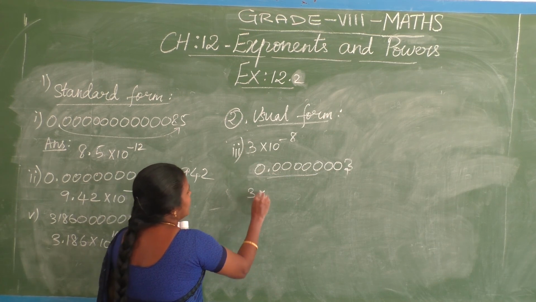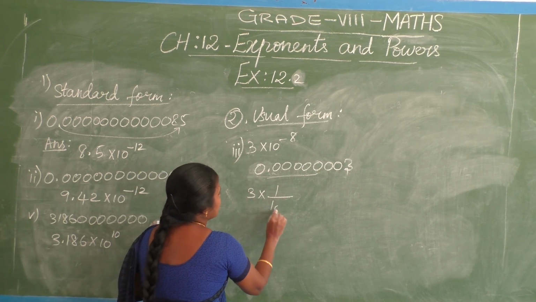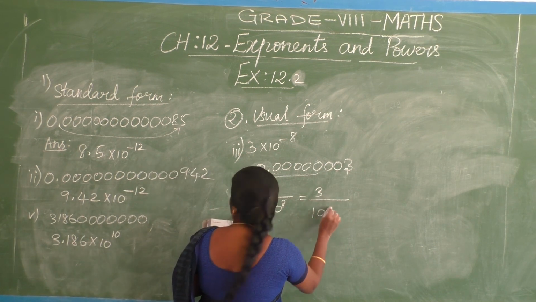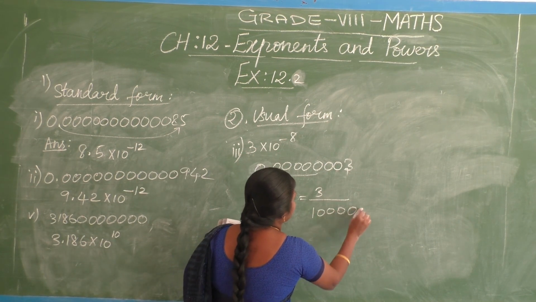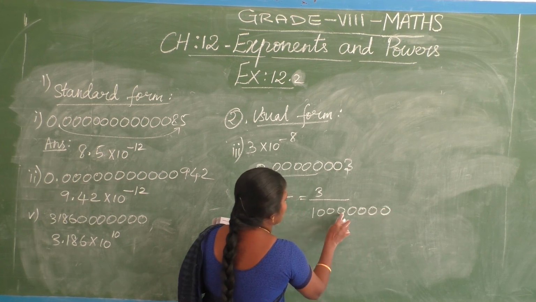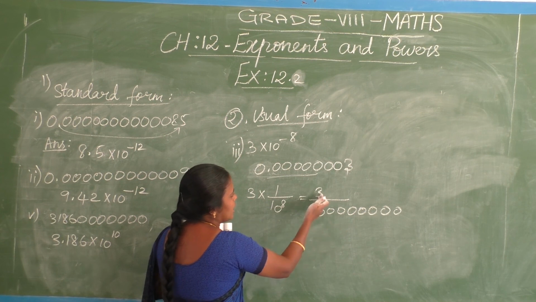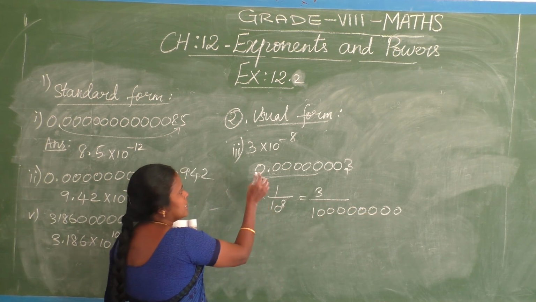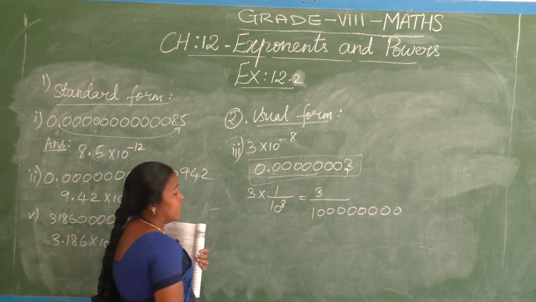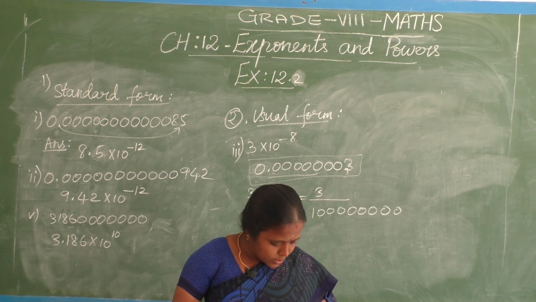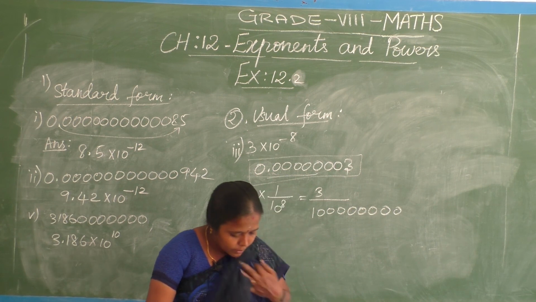Okay, how is it coming? I am proving. See, 3 into 10 power minus 8 can be written as 3 divided by 10 power plus 8. That means 3 divided by 10 power 8, that is 1 with 8 zeros: 1, 2, 3, 4, 5, 6, 7, 8. This divided by this means automatically the point will go like this. At that time you will get this answer. Understood? That's all, children. The third section also, the same way only, you try.